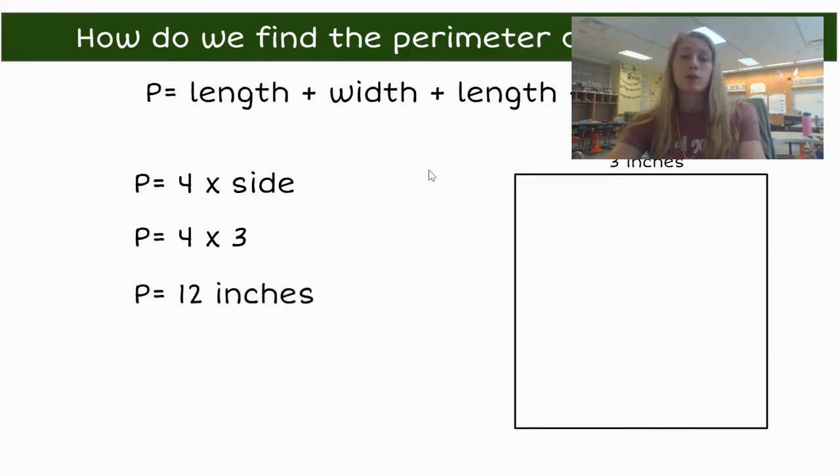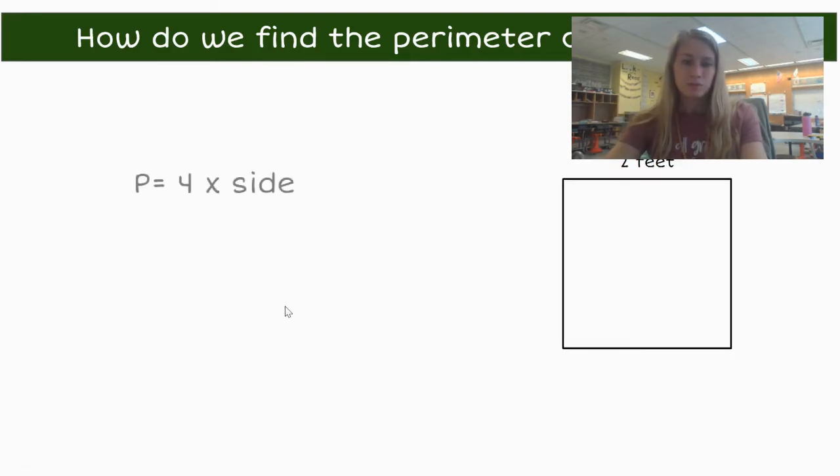Now let's double check our work with adding. 3 plus 3 would be 6, plus another 3 would be 9, and plus our final 3 on this side would be 12. So we do have 12 inches is the perimeter.